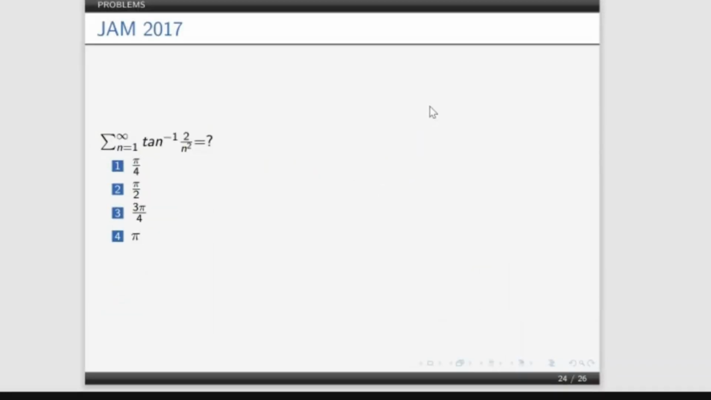So this is the last question. Here it is another type, different from all the 4 types we have done. Rather than asking for a numerical value, they have asked for the sum of tan inverse of 2 by n square terms. To which value does it sum up? After solving this, we are done.